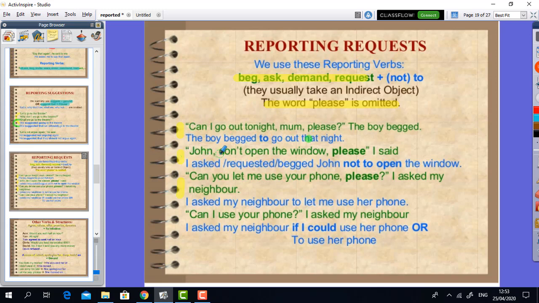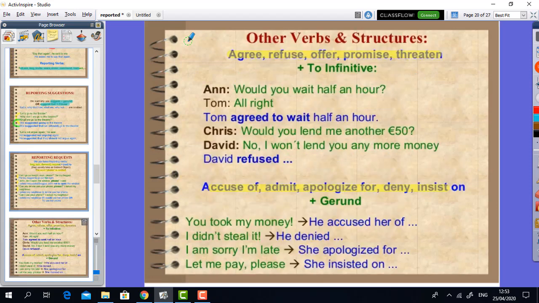Another example, "John, don't open the window, please," I said. I requested John not to open the window. Note there is no please. Left just some other verbs and structures to mention, like agree, refuse, offer, promise, threaten, which are followed by to infinitive, and accuse of, admit, apologize for, deny, insist on, which are followed by an ing form or a gerund.